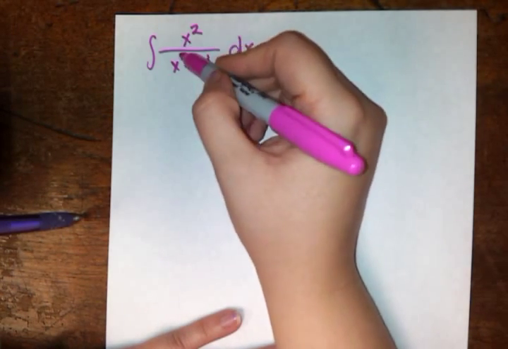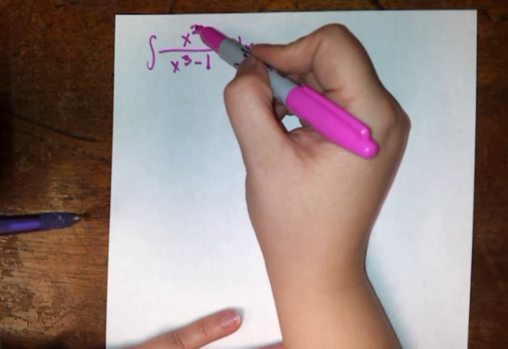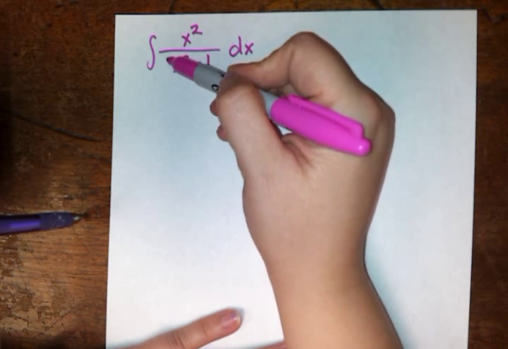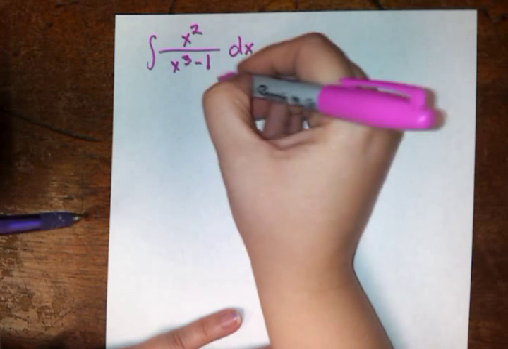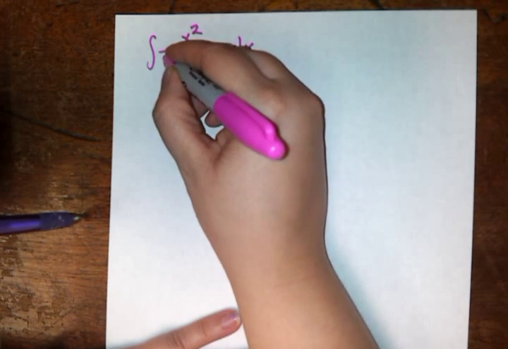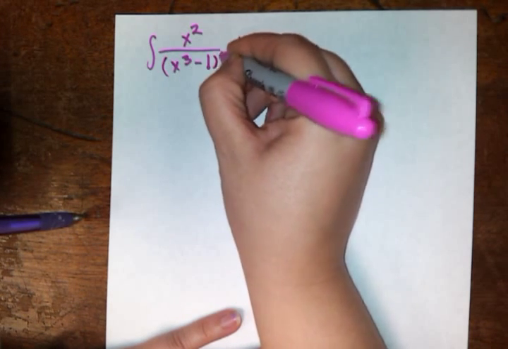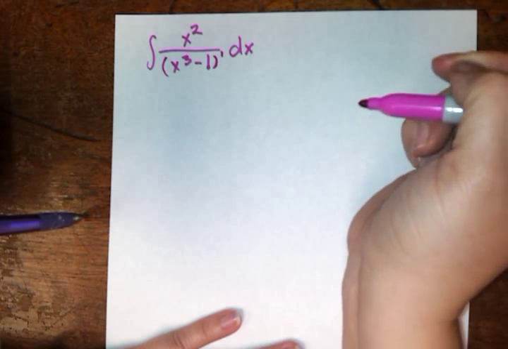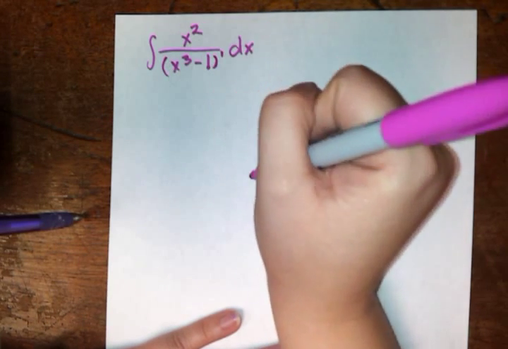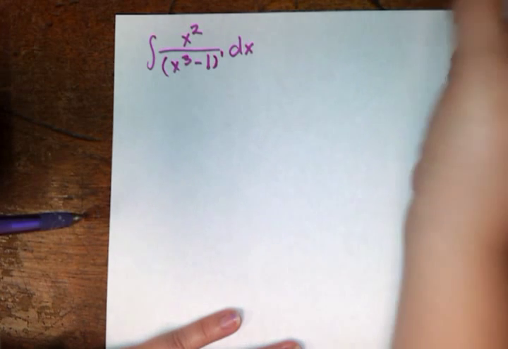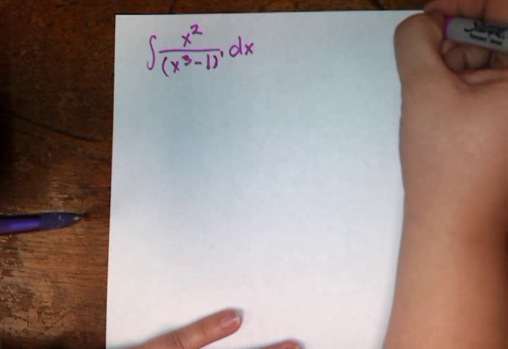I see, when I look at this, that I've got x squared in the numerator, and I have x to the third minus 1 in the denominator. And that's the same as raising that to the first power, right? I could put that in parentheses and raise it to the first power. That doesn't change anything.